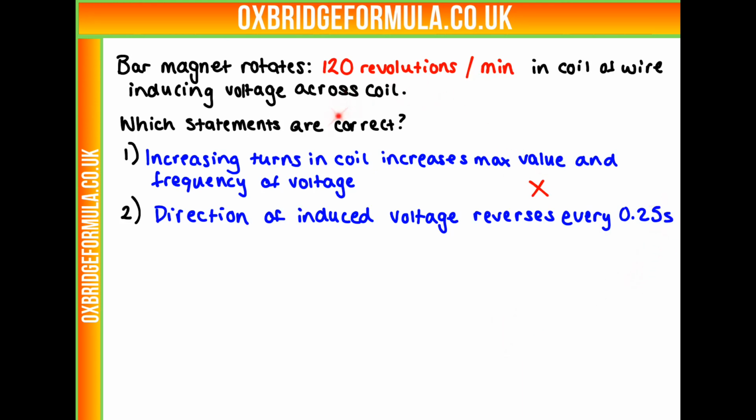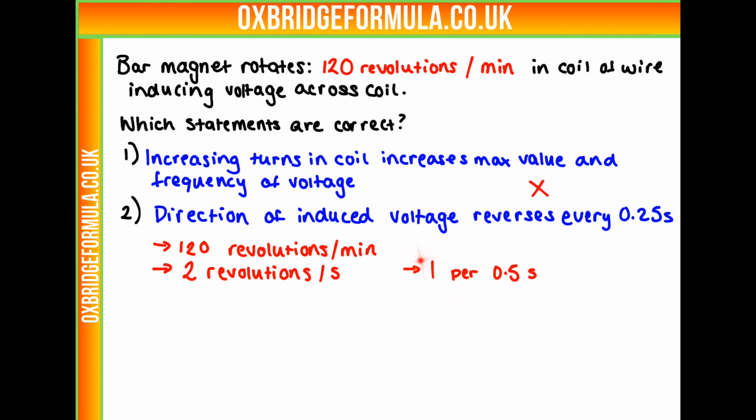Our second statement is that the direction of the induced voltage reverses every 0.25 seconds. So, we know that in the question we're told that the bar magnet rotates 120 times per minute. So can we work out how long it's going to take for one revolution? Well, if we divide by 60, we know that's 2 revolutions a second, or 1 revolution per half second. And this is going to be our indicator of the direction of the induced voltage.